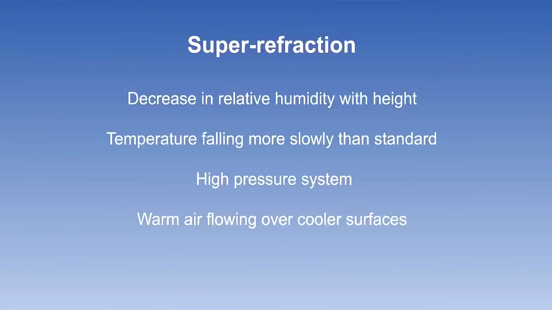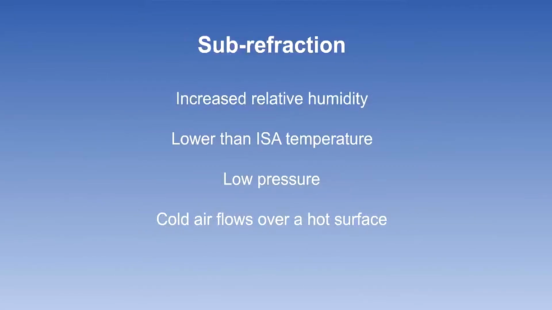The necessary conditions are a decrease in relative humidity with height, temperature falling more slowly than standard, and a high-pressure system. Typically, where warm air flows over cooler surfaces, subrefraction occurs in conditions of increased relative humidity, lower than standard temperature and low pressure. Typically, where cold air flows over a hot surface, it results in reduced range.